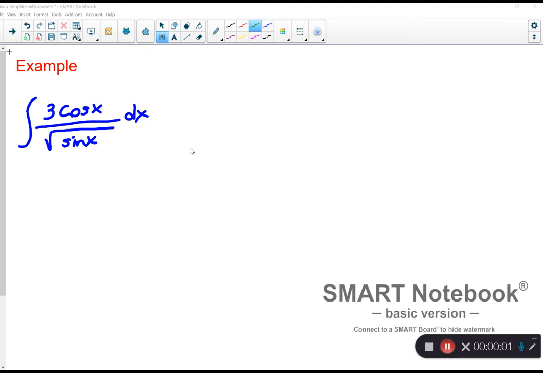Hi everyone, welcome back. We are continuing with our section on u substitution, and I'd like to do a couple examples that also involve trigonometric functions. So here's one of them. We want to integrate 3 cosine x divided by the square root of sine x dx.